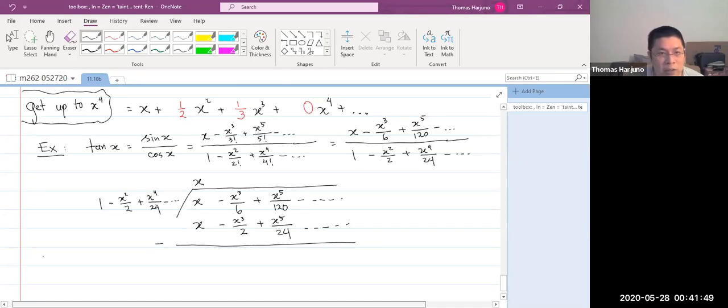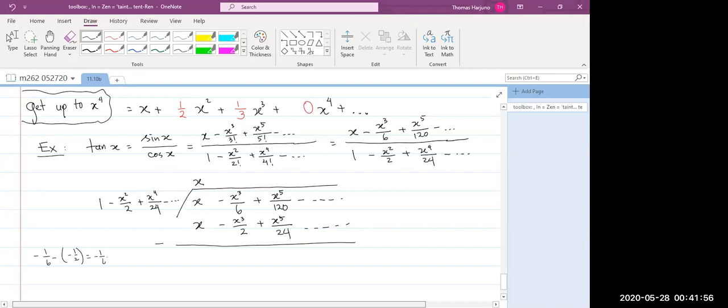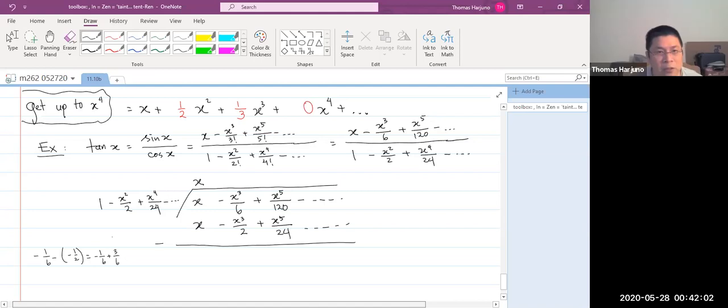Negative 1/6 minus negative 1/2. What's that? 2x cubed over 6, right? That's 2 over 6, that's 1/3. Positive 1/3. So this is 1/3 x cubed.